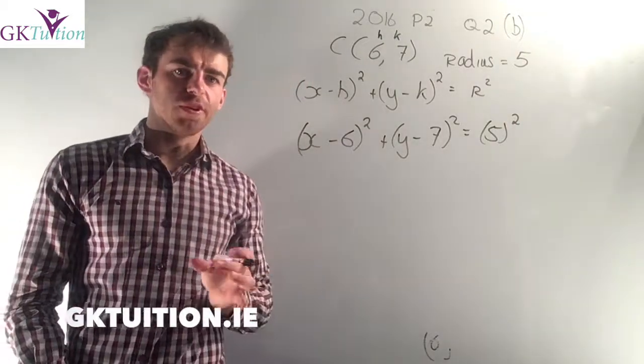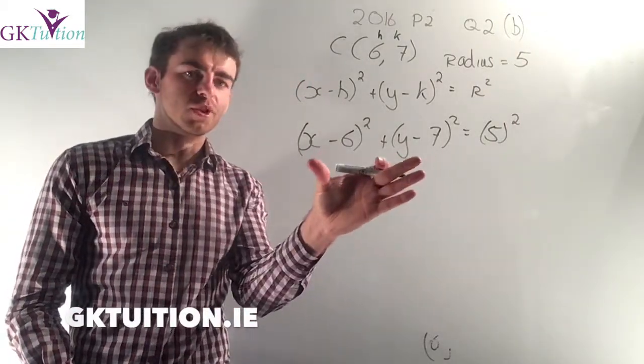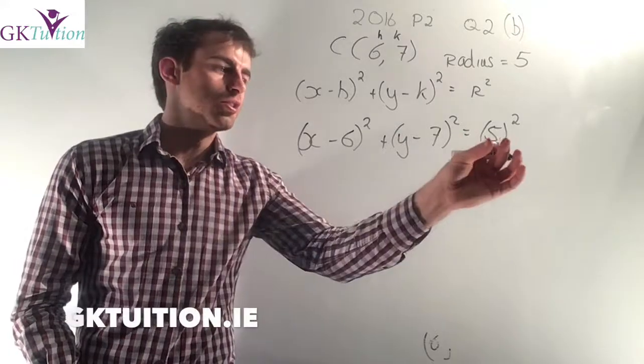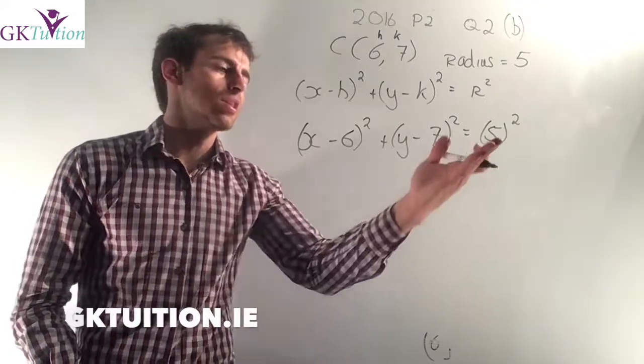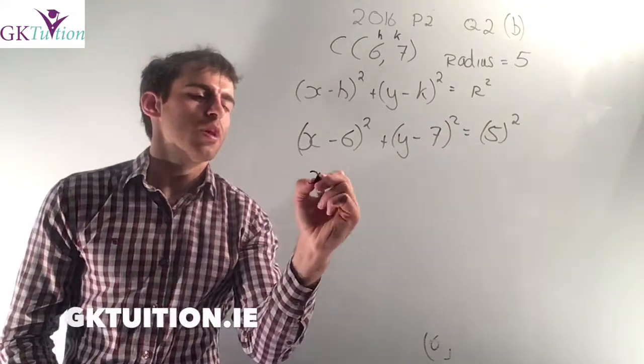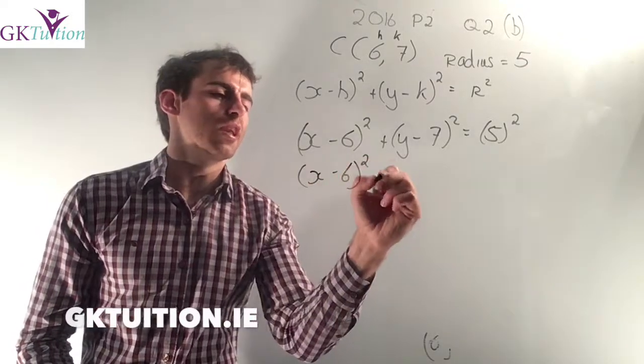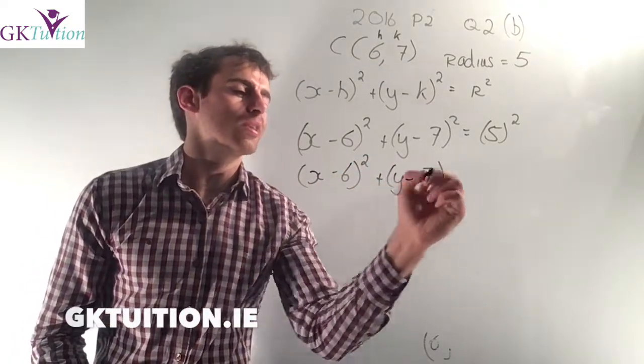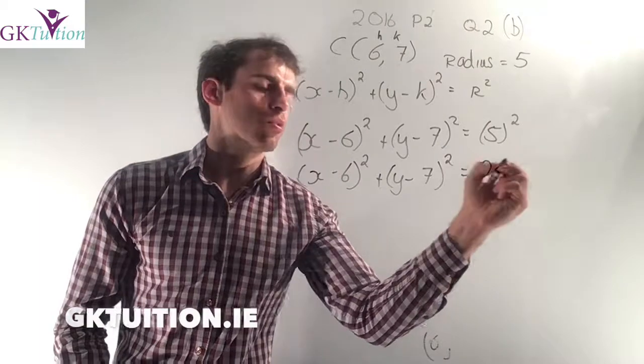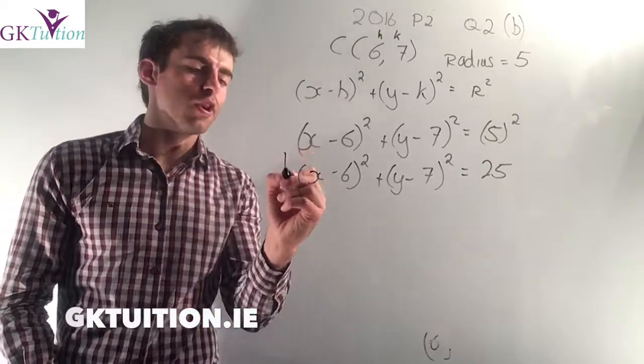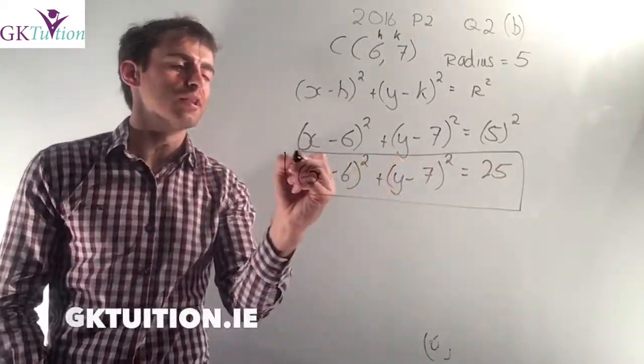When you're asked to find the equation of a circle, you don't need to multiply out the left-hand side, but you do need to rewrite the right-hand side, so you can't leave it as 5 squared. So your final answer should be (x minus 6) squared plus (y minus 7) squared is equal to 25. So that's one of the circles that they've described in that scenario.